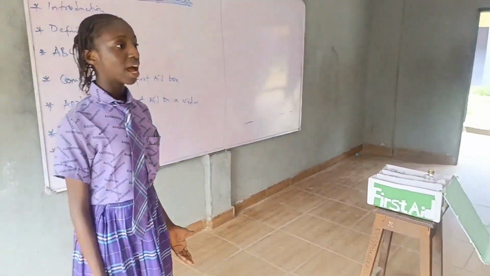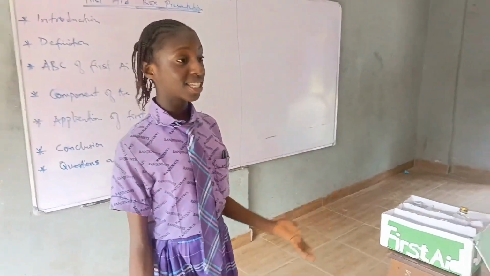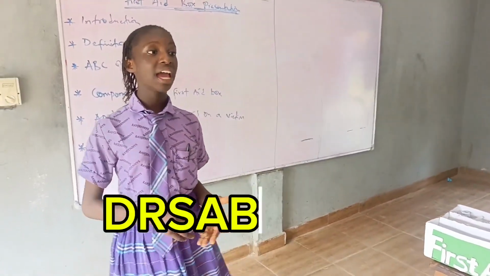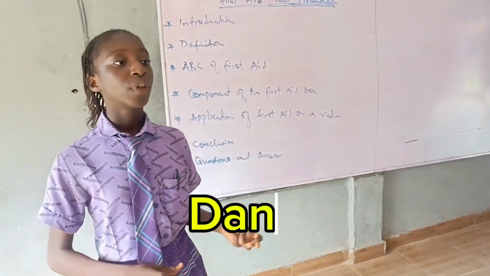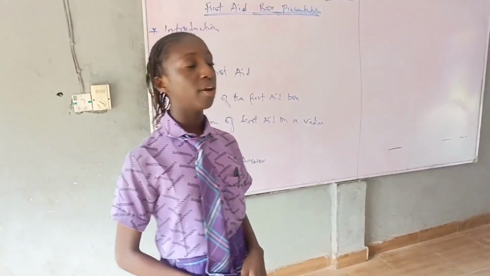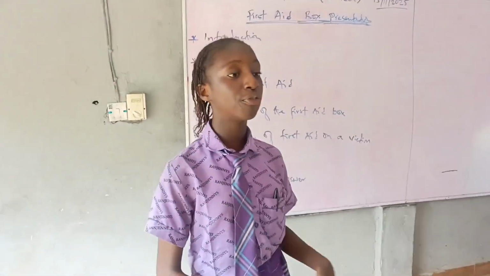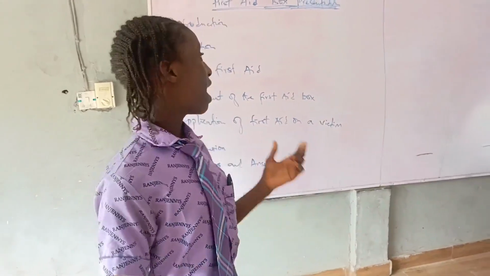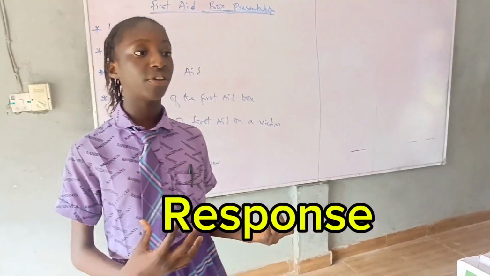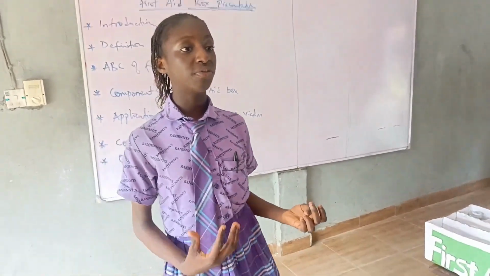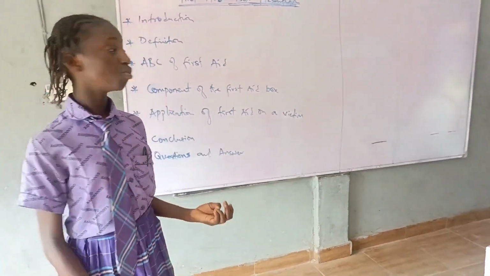Now, in order to carry out first aid operation, we have the DRSABCD plan. The D stands for danger. Clear the danger area. Let the danger area be free from more dangers. Then the R, check for the response. If the person is responding very well. If the person is not responding very well, try to make the person respond.